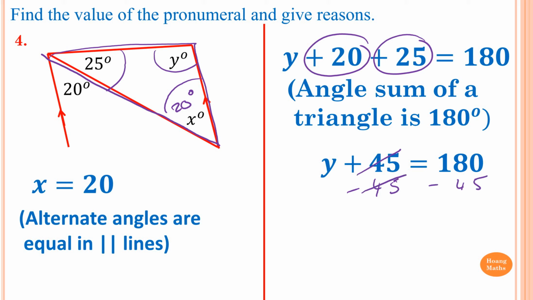So this cancels out. So 180 minus 40 is 140. Minus 5 is 135. So therefore, y is equal to 135.